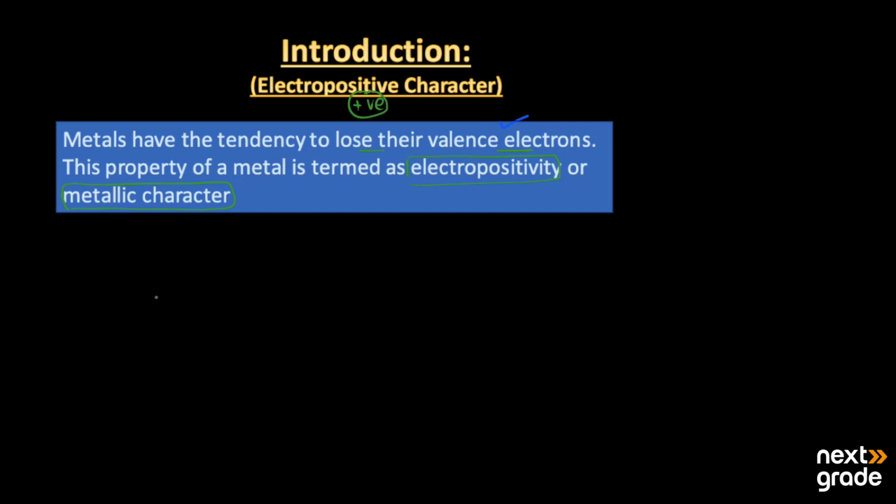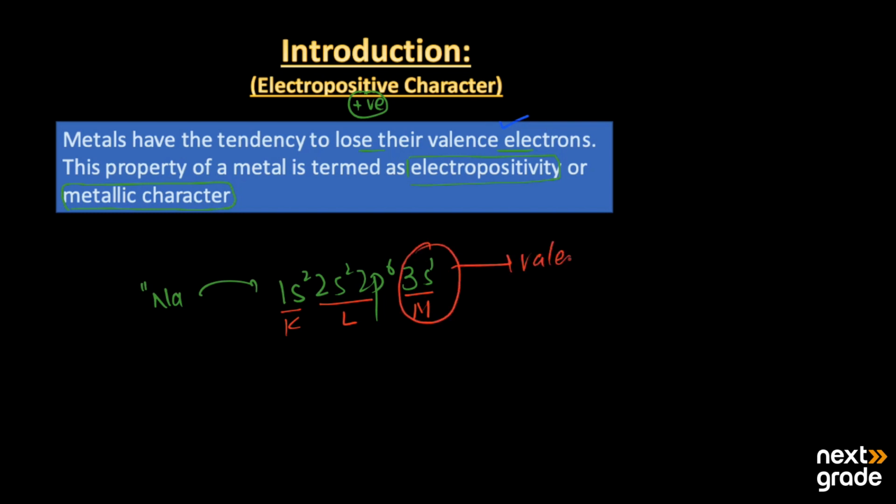When we talk about the sodium metal, its atomic number is 11 and its electronic configuration is 1s2, 2s2, 2p6 and 3s1. So this is the first shell, this is its second shell L, and this is its third shell M. Now the third and last shell is known as its valence shell. It is also known as the outermost shell. This valence shell contains one electron.